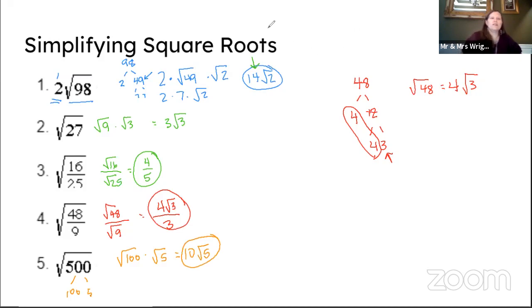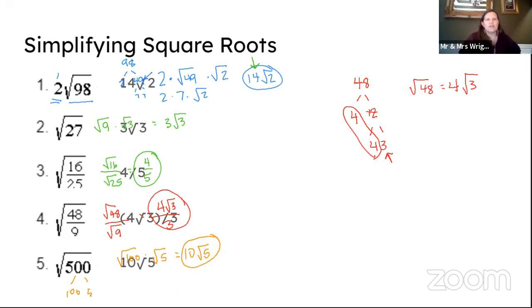All right, let's see if I have the answers written down, if I got everything correct. Oh, I wrote them down, but they're kind of over my work here. 14 square root of 2, 3 square root of 3, 4 fifths, 4 square root of 3 over 3. That's the same thing. It's really hard to read. I'm sorry, guys. And then 10 square root of 5.